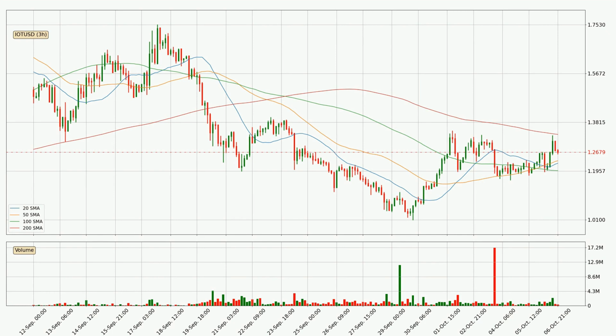Moving to the 3-hourly simple moving averages, the current price is between the 50 and the 200 SMA. If the price bounces off the 50 SMA, which is currently at 1.24, it could be seen as a support, and the 200 SMA, that is at 1.34, could be seen as a resistance to the upside. Breaking either way signals a possible further move to the corresponding direction.